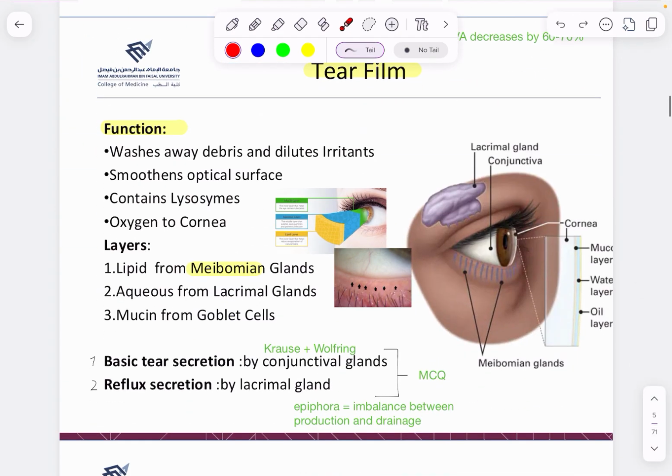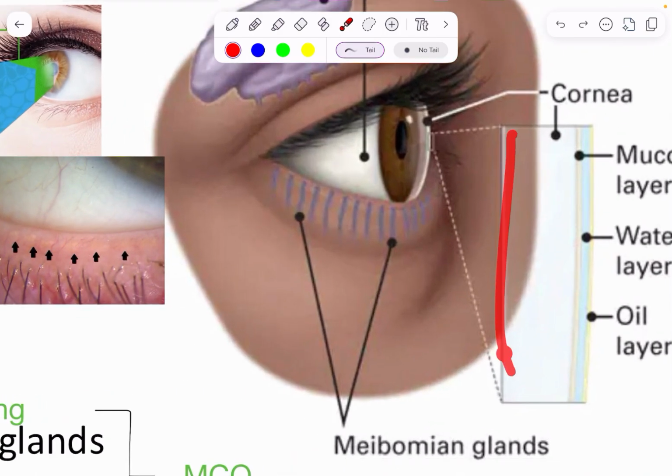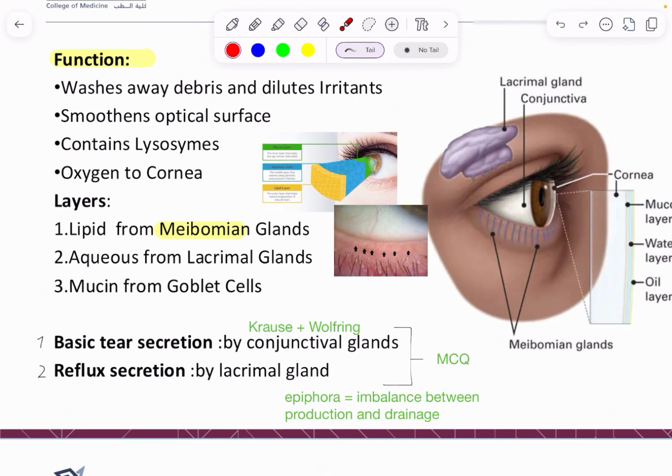طيب نيجي للtear film. The function is to wash away the debris or dilute irritants, or it smoothens the optical surface, or it's antimicrobial, or it provides oxygenation to the cornea. فكيف شكله؟ كده صار زي ثلاثة طبقات. Okay? Each layer you need to know what it's produced by and you need to know its function.